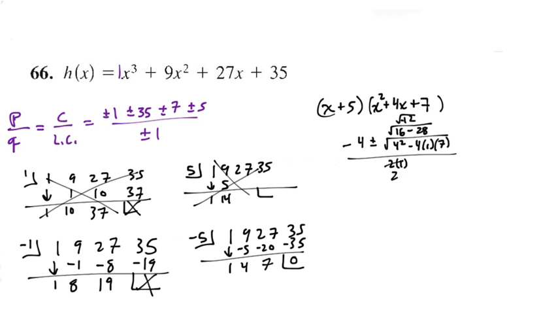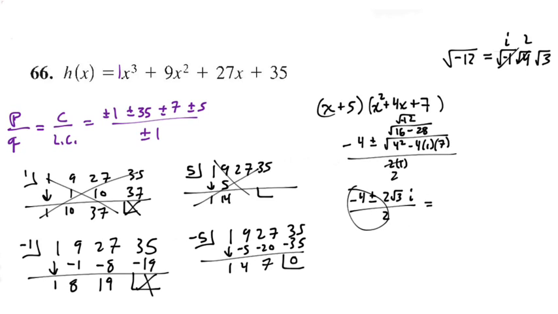And then we simplify. The square root of negative 12 is the same as the square root of negative 1 times the square root of 4 times the square root of 3. If I multiply all these together, I get negative 12 in there. This is an i, and this is a 2. So let's write that out. We have negative 4 plus or minus 2 square root of 3 i, divided by 2. Dividing both by 2, we get negative 2 plus or minus square root of 3 i.